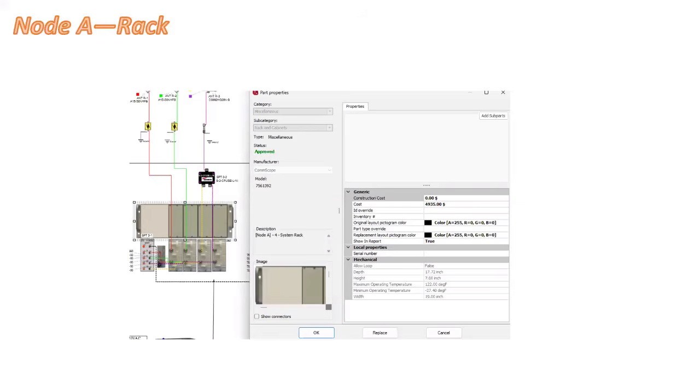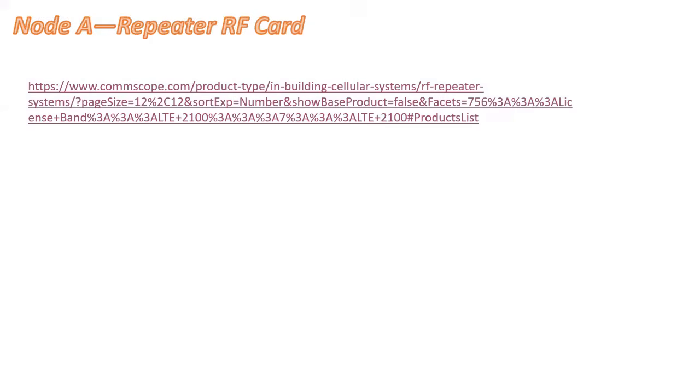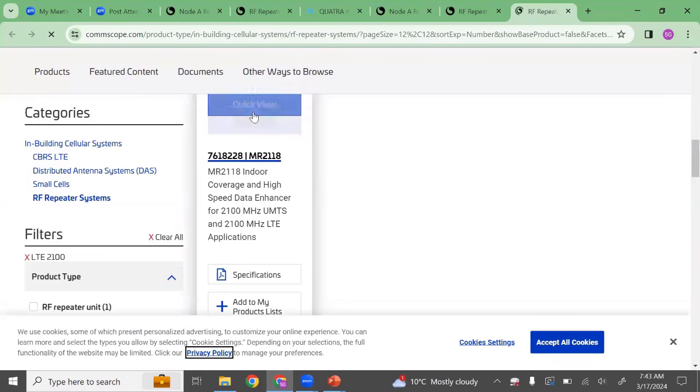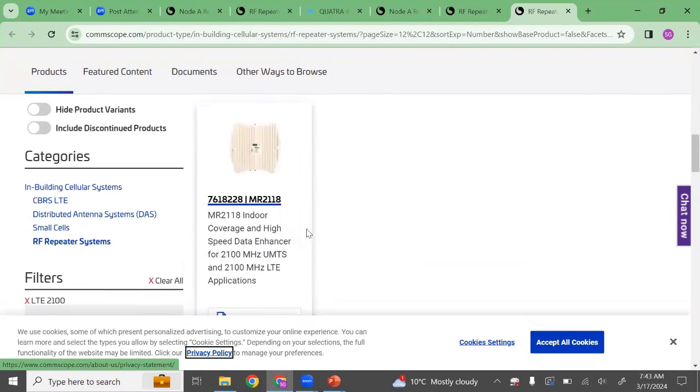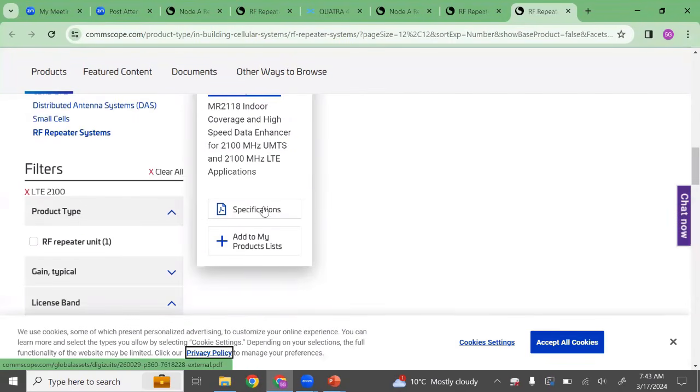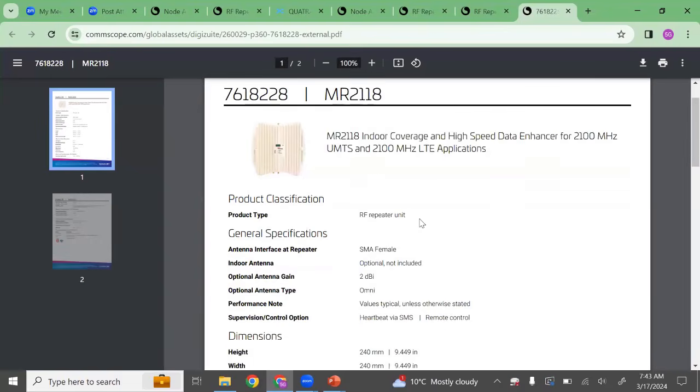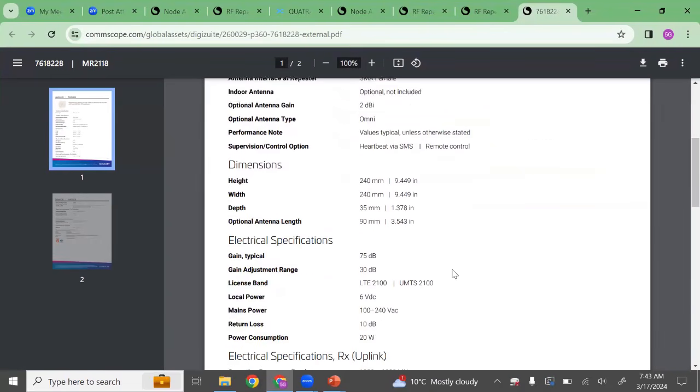Then we have the system rack or chassis, where we can put our RF cards. So this is our chassis. If you want more information related to the repeater RF card, there is a beautiful link here. You can go here, click, and see the specifications. All things are available online on the company's website. If you go to this specification, you get all these specifications, right?